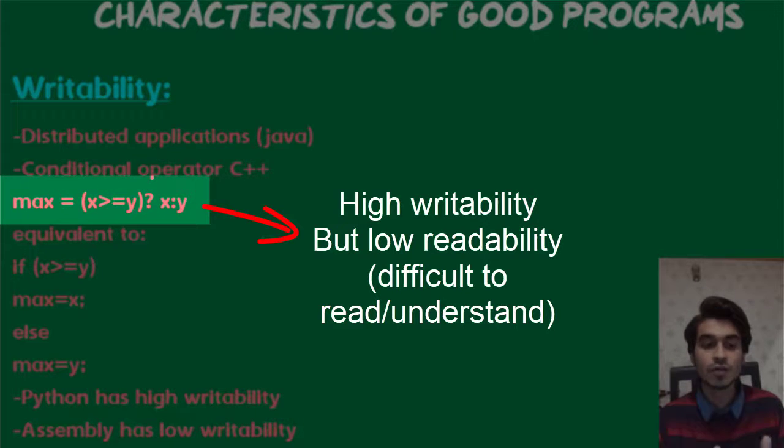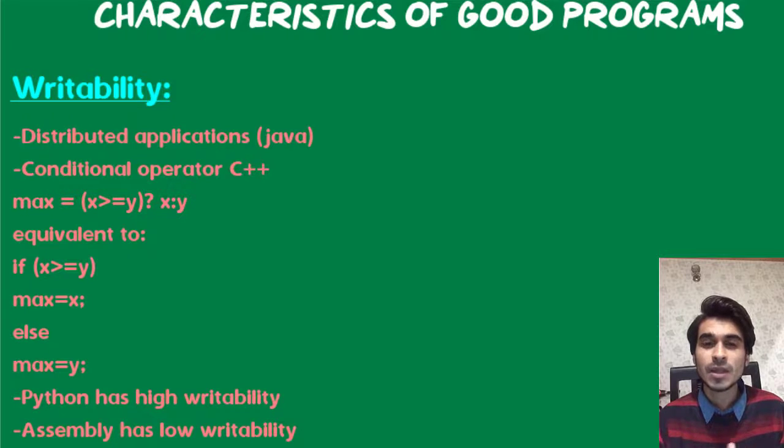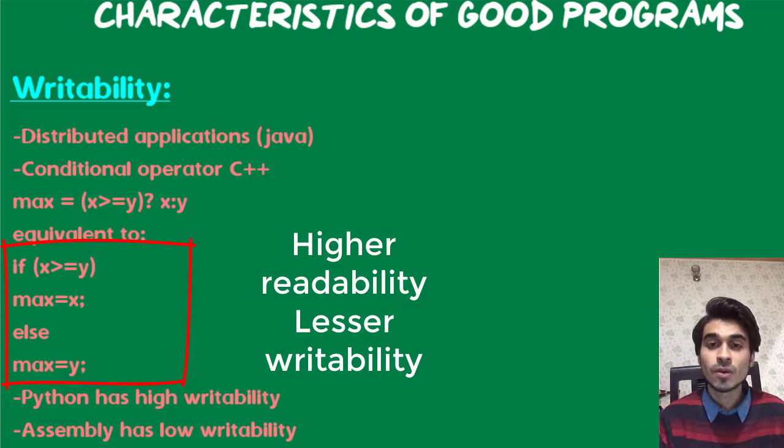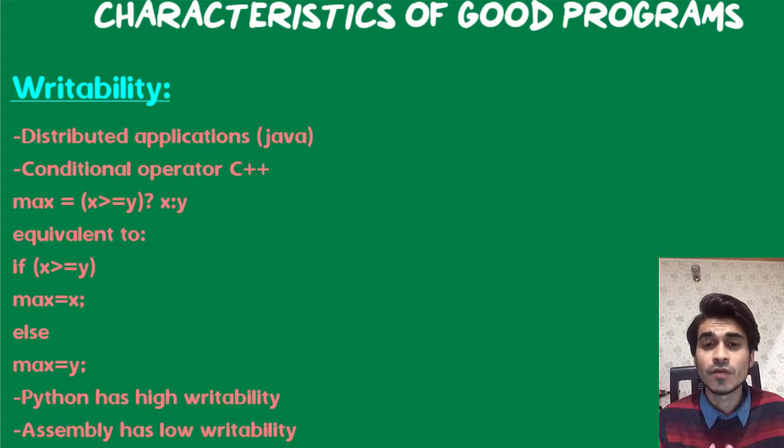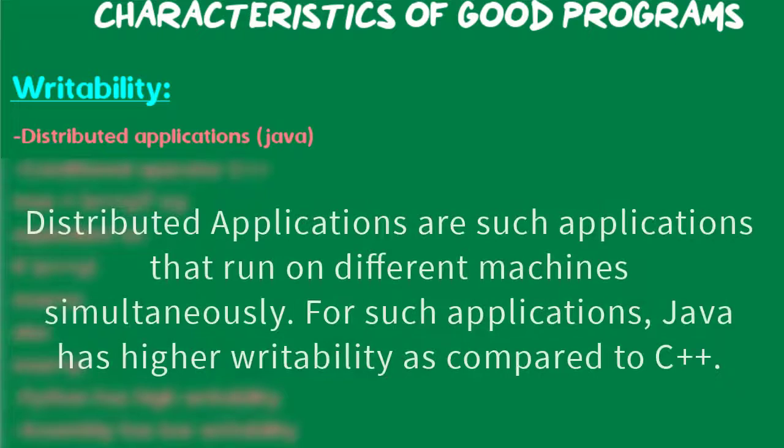statement maximum is equal to x is bigger than or equal to y question mark x colon y seems a bit difficult to read. It doesn't offer readability. But the other set of statements, 4 lines of code here, have much more readability but much less writability. So we see that it often occurs that several principles of programming conflict with each other. It is up to the programmer which approach he uses. The big picture here is that we should know what we are doing. That is basically the point.